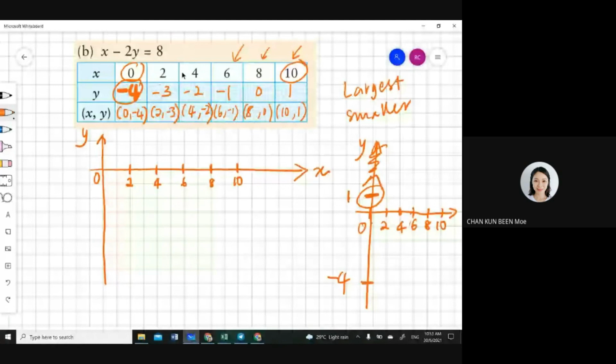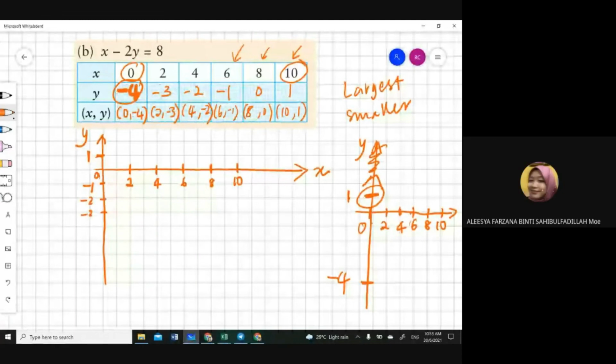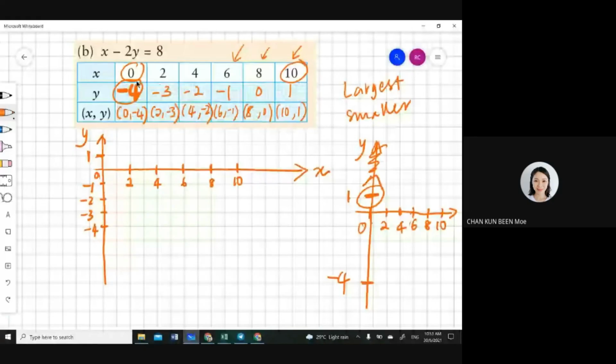Now I'm going to include the y-axis over here from 1 to -4. So this is -1. This is -1. It might not be enough space, so you have to make it smaller. This is -1, -2, -3, -4. Enough already, right? Because the smallest value is -4. Enough, right? Okay, now we're going to plot the point 0, -4, meaning on the x-axis, this is 0.